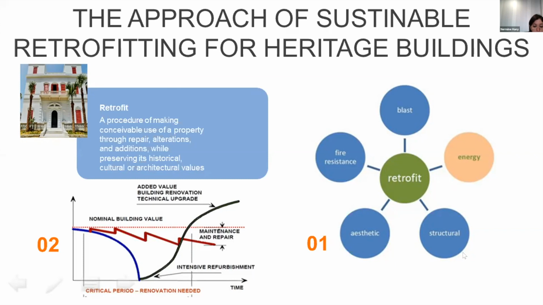buildings. In addition, the sustainable retrofit extends the lifespan of the building, adds value to the building, and reduces the carbon footprint while preserving its cultural heritage values, as shown in figure 02.